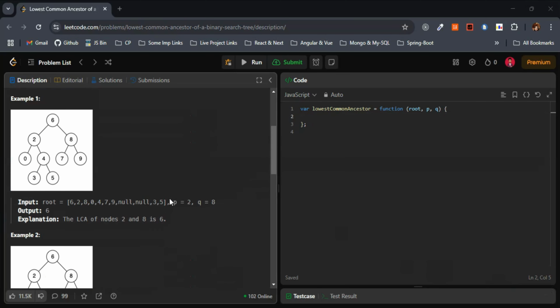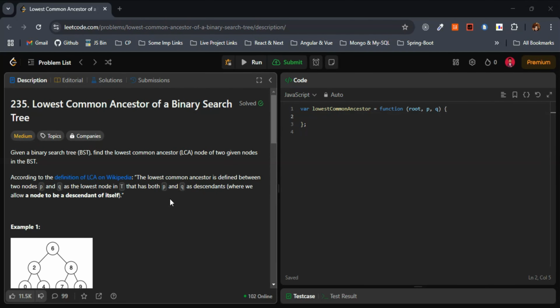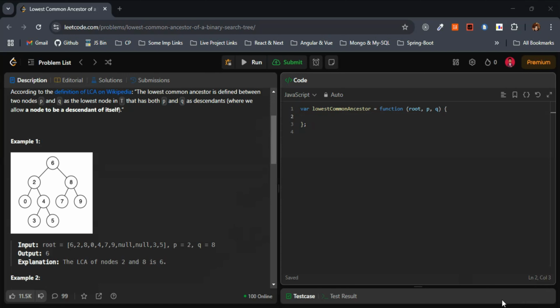Let's discuss the approach first, then discuss the edge cases one by one, and then finally write the code. I'll explain the approach here itself. Just give me a second here. So this is a binary search tree, and we can make use of the binary search tree properties to find the LCA.